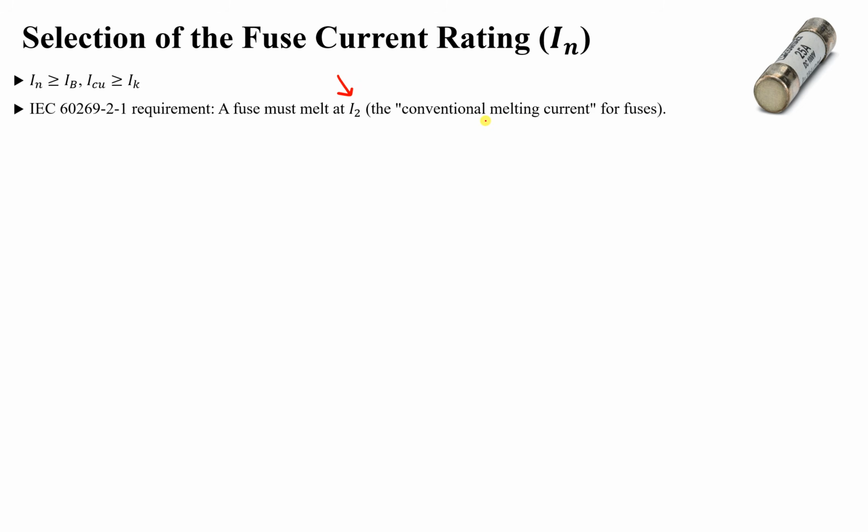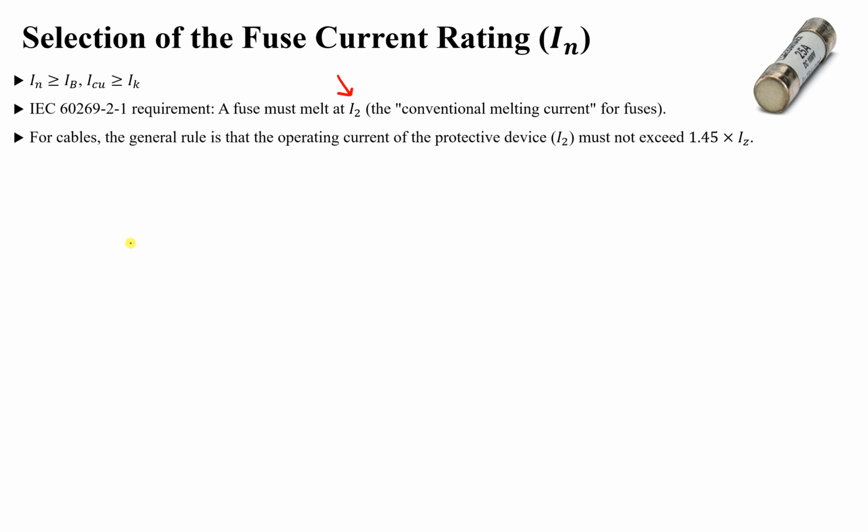This is the current at which the fuse will start to operate, or start melting, in order to trip our circuit. So the rule for cables, in order to protect, remember that our fuse is connected to a cable going to our load. So the rule is that the operating current of the protective device, I2, the current at which it will start to operate, must not exceed 1.45 of the current carrying capacity of our cable. So I2 must be less than 1.45 multiplied by IZ.